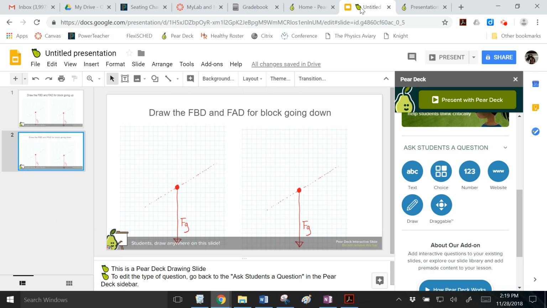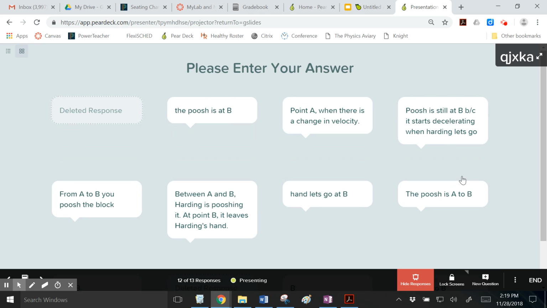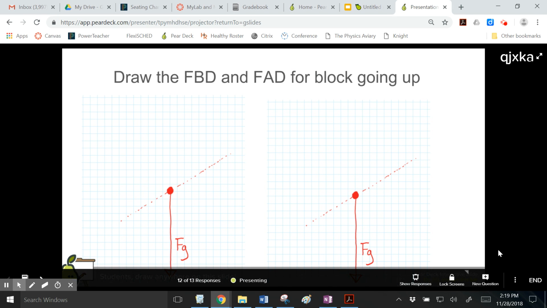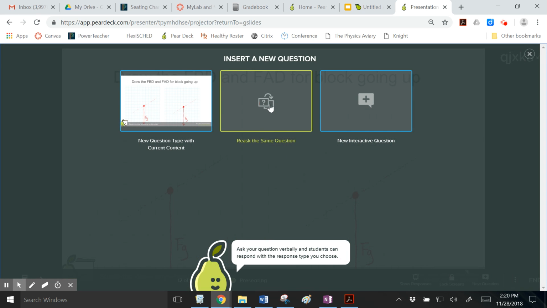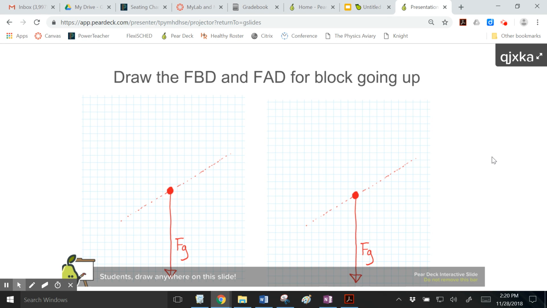So, let me back this up. And now I'm going to re-ask this question, but I want you to think about the block after it leaves my hand. What does the diagram look like for the block?